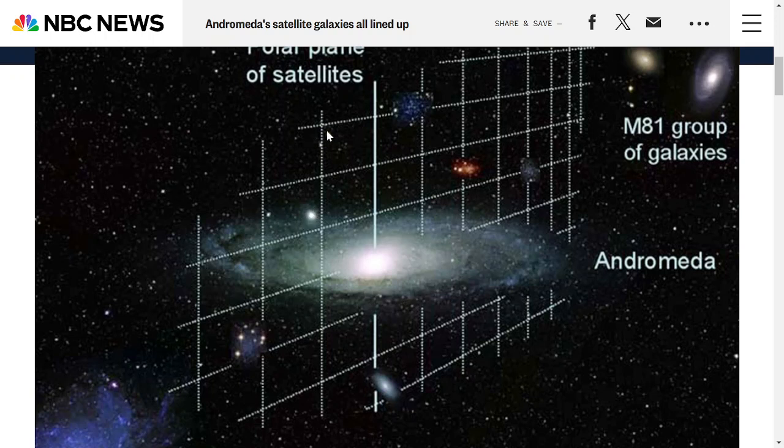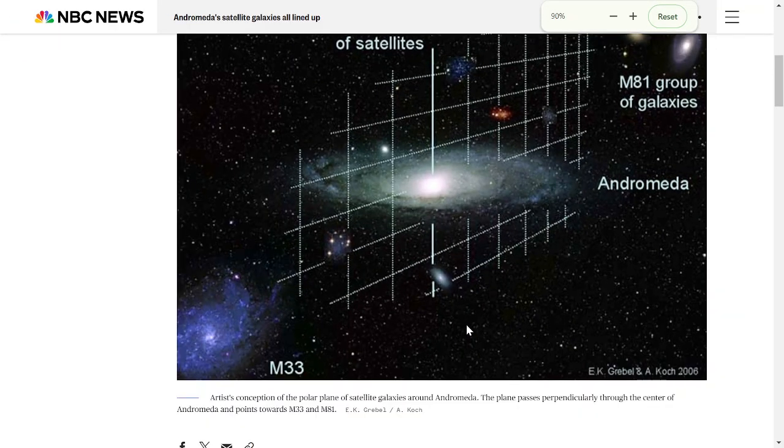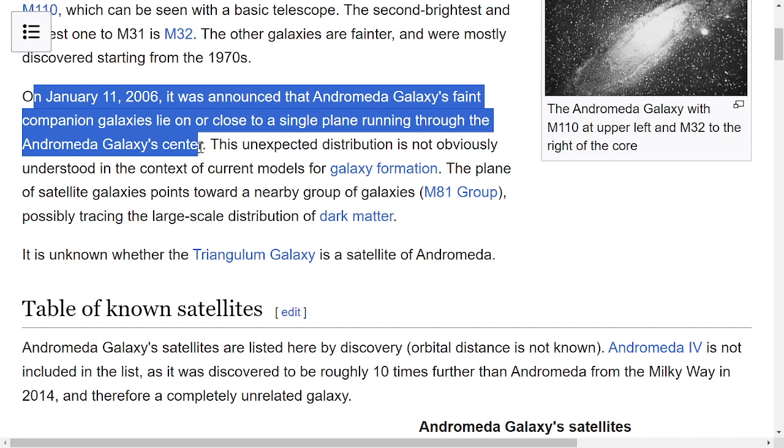You see these things here? They're surrounding globular clusters. They're not older stars. They just have less electricity to power them. So this is confirming what we have said. In January 2006, it was announced Andromeda's faint companion galaxies lie in or close to a single plane running through the Andromeda galaxy center. And this plane has been depicted in that illustration as perpendicular to the galactic direction, just as we would expect following the electric universe theory.